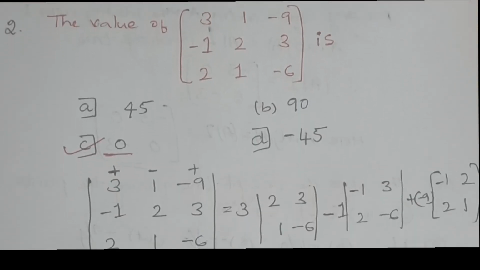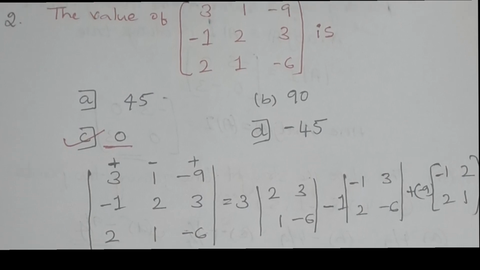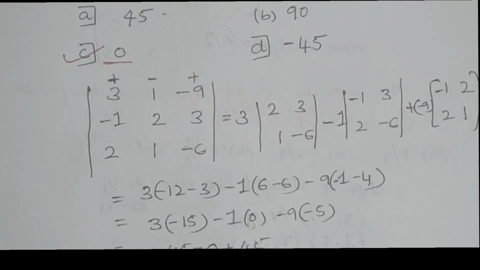Here the matrix is given, and we need to find the value. They have given options also. Option A is 45, option B is 90, option C is 0, option D is minus 45. So the answer is option C, 0. How did you get 0? We'll see. You have to write the matrix as it is. You should know the sign convention before: positive, negative and positive first.